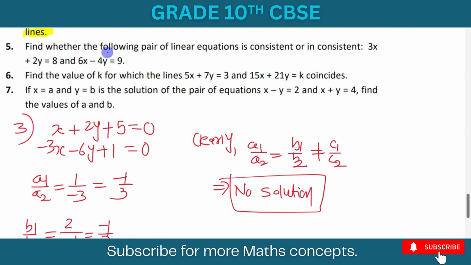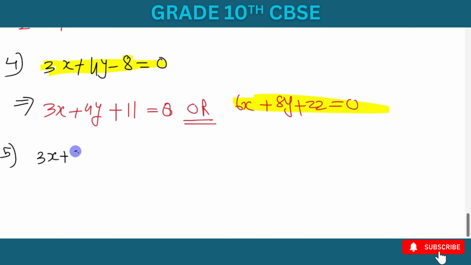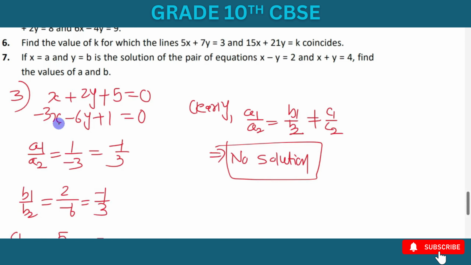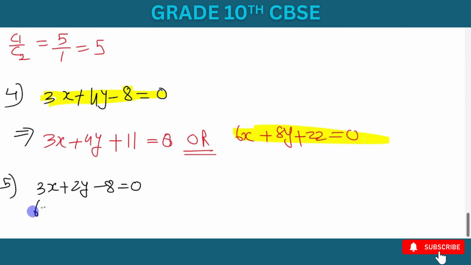Now see the next question, number 5. Find whether the following pair of linear equations is consistent or inconsistent. I already told you before the meaning of consistent: if a solution exists, it is called consistent, and if a solution does not exist, it is called inconsistent. The first equation is 3x + 2y = 8. Writing this in standard form, we transfer 8 to the other side, so it becomes -8. And the second equation, 6x - 4y = 9, so 6x - 4y - 9 = 0.